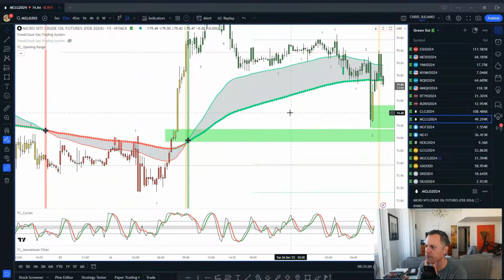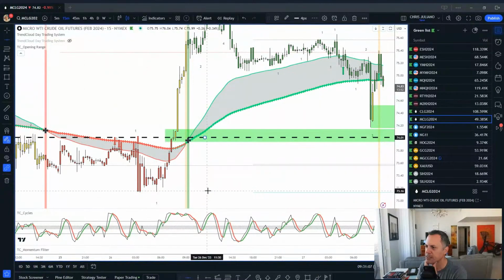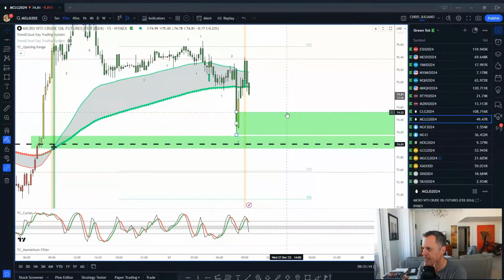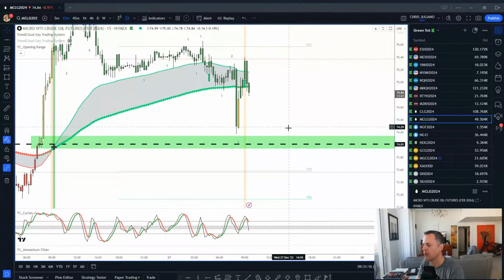Previous resistance, right here. Previous resistance is becoming support. Very possible. I like that scenario better for some sort of reaction.